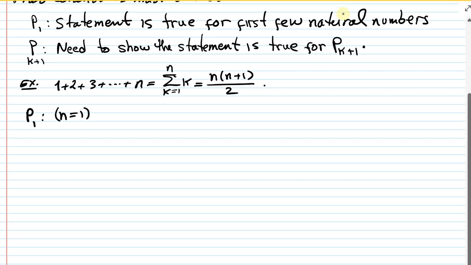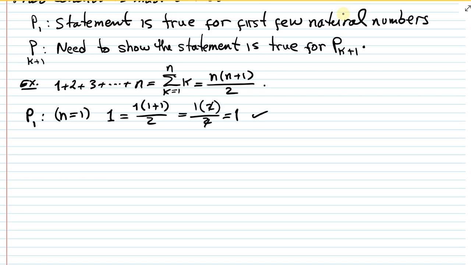Let's see if this works when n is 1. Well, when n is 1, the left side, the series, has only one term, 1, right here. The right side, n is 1, so it's 1 times 1 plus 1 divided by 2, which is 2 divided by 2, or 1. It checks. Let's try it for n equals 2. For n equals 2, you pick up 2 terms on the left side. That's 1 plus 2. The right side, is it equal to 2 times 2 plus 1 divided by 2? 3 equals 3. It checks.